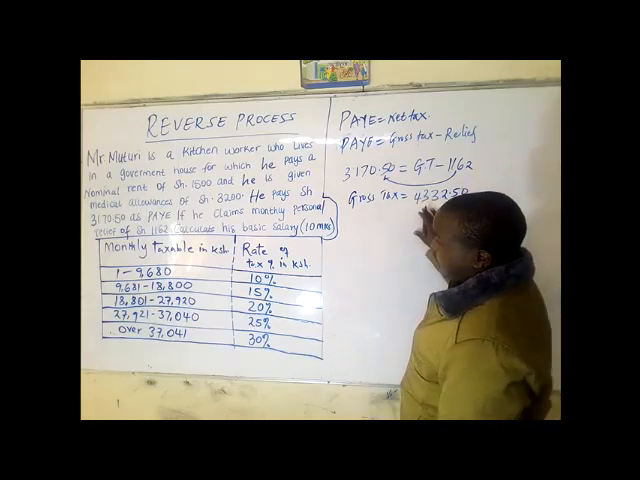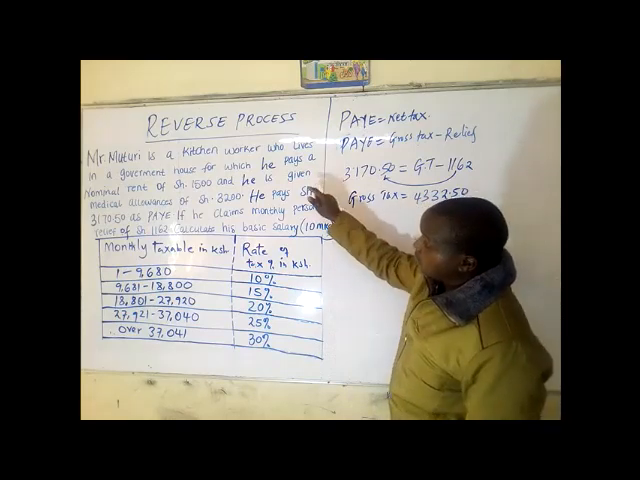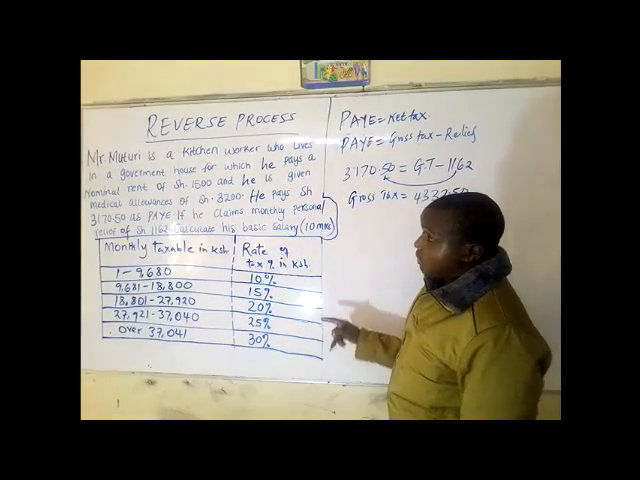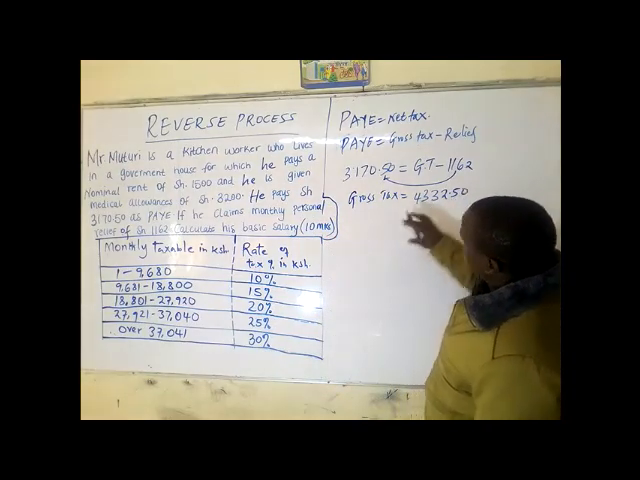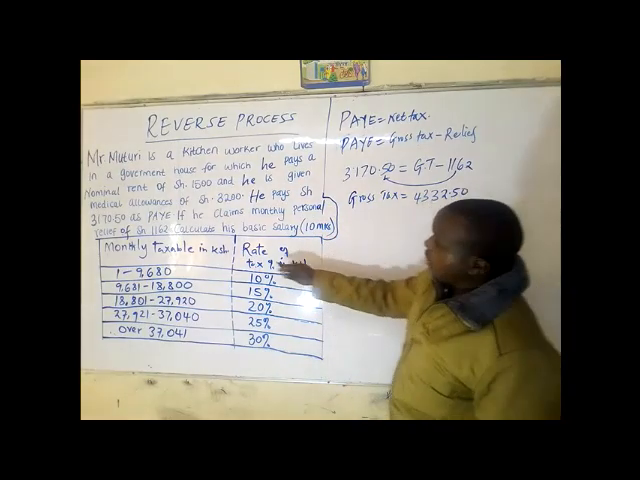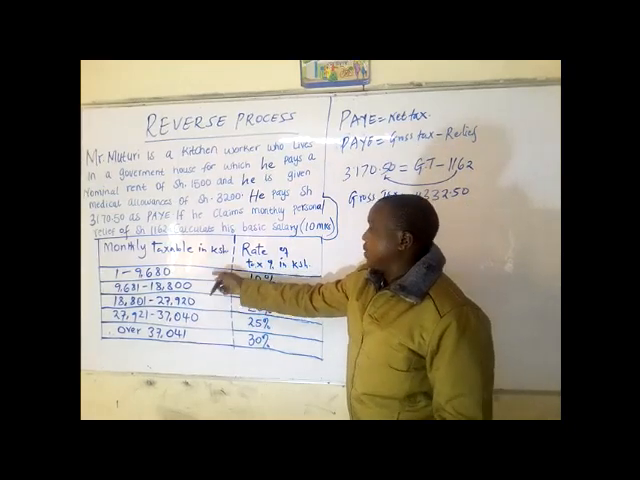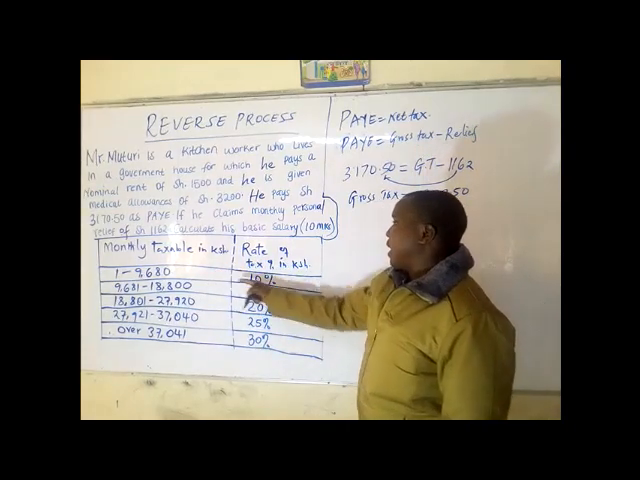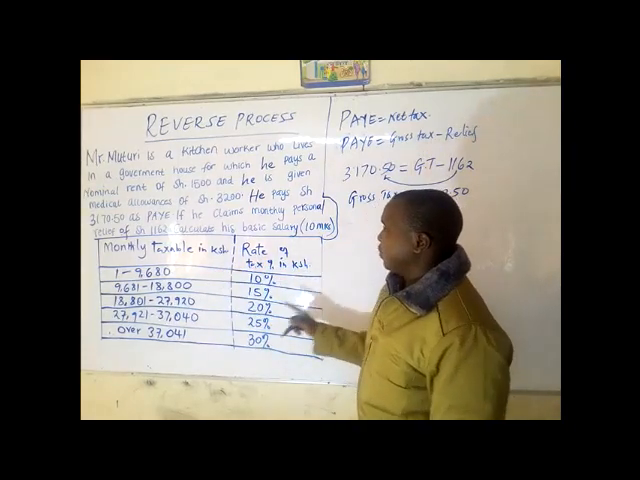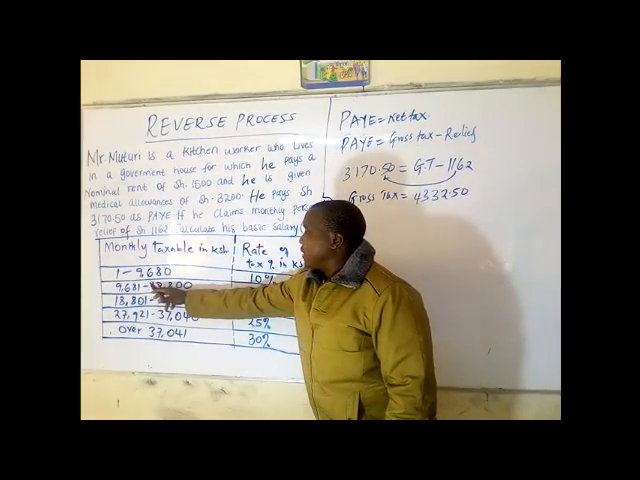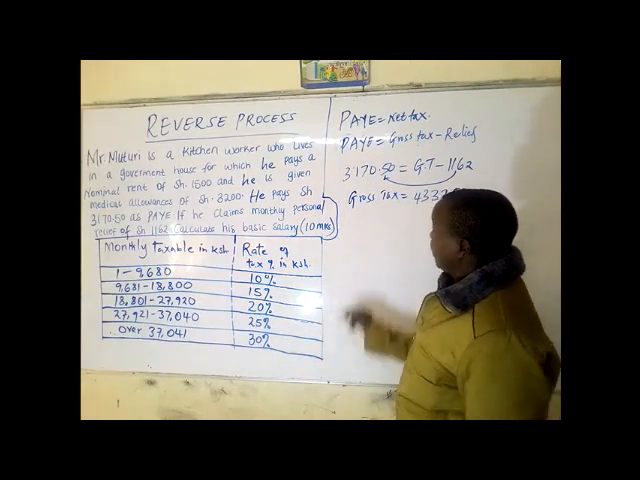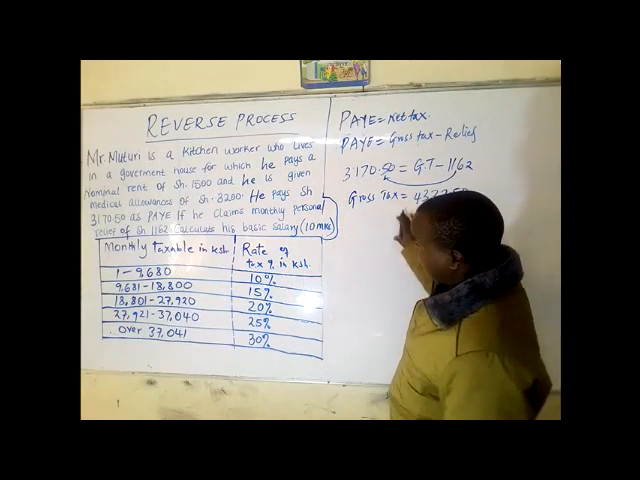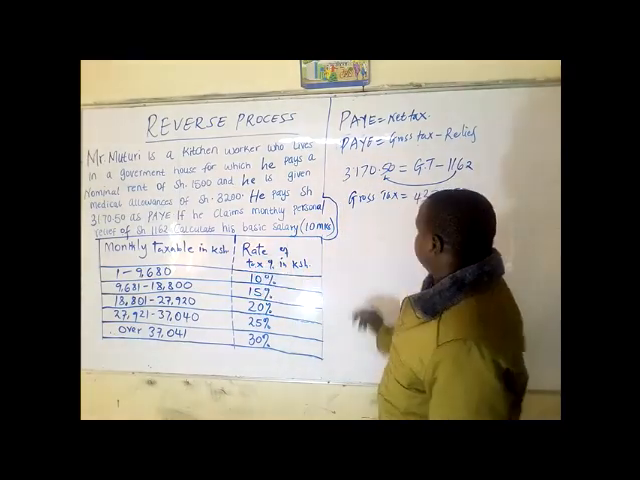Since we have the gross tax, and you know how we calculate the gross tax, that's why I've referred you to the previous video if you have not seen it. Now that we have the gross tax, we have our table here. The first slab or first band, the first Kenya shillings from 1 to 9,680, the rate is 10%. We started there because we have the tax and we are looking for taxable income.